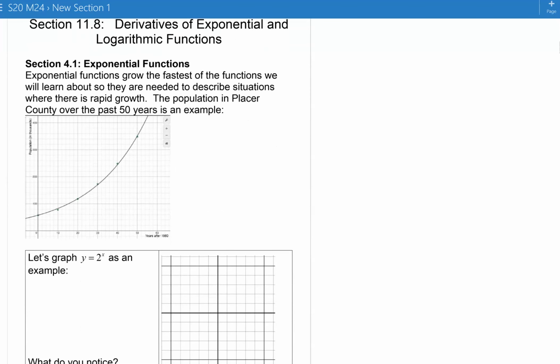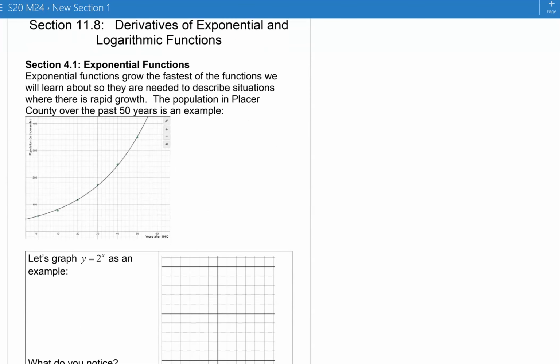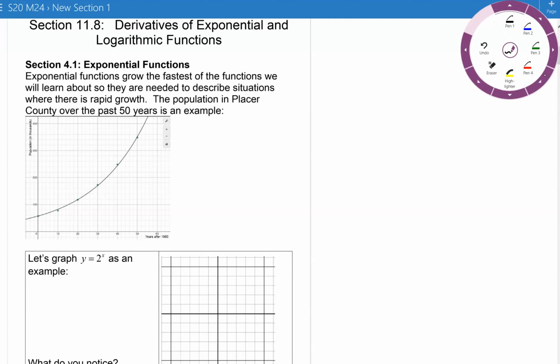So section 4.1 is a refresher about exponential functions. And you've probably been looking at a lot of exponential graphs on the news lately, as I have. And exponential graphs grow the fastest of any of the functions we'll learn about. So we use them to describe situations where there's rapid growth. So here I have an example of the population in Placer County over the past 50 years, and it very closely follows an exponential growth pattern.